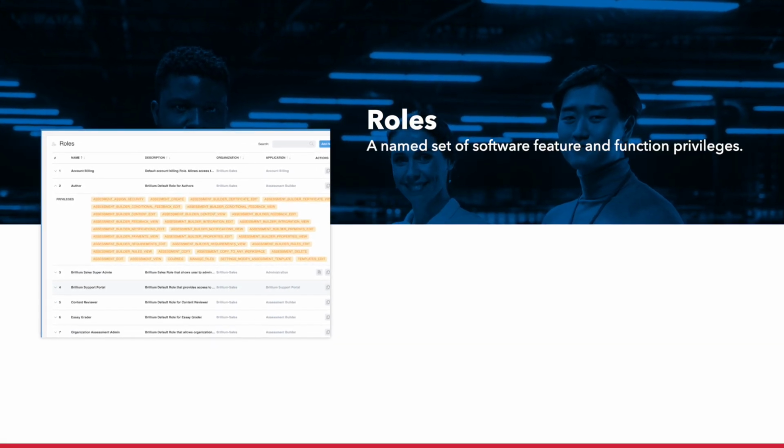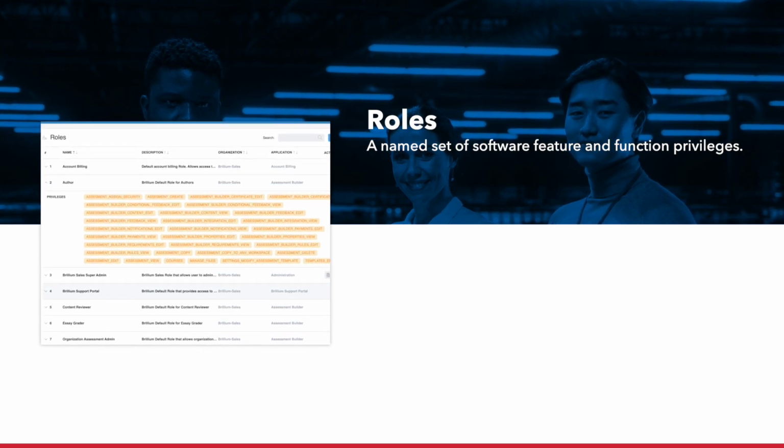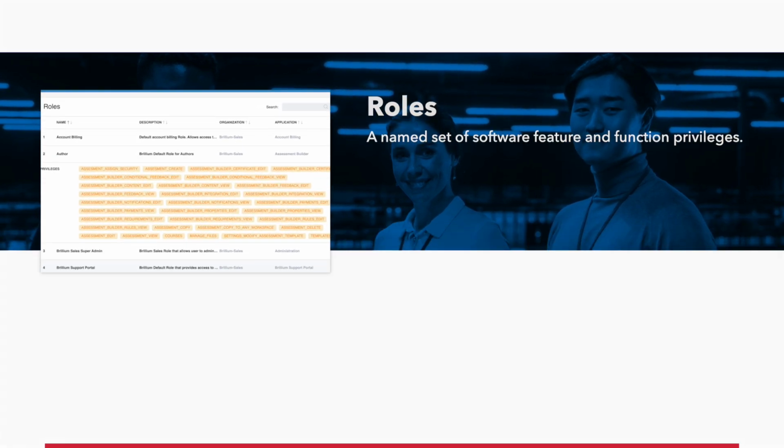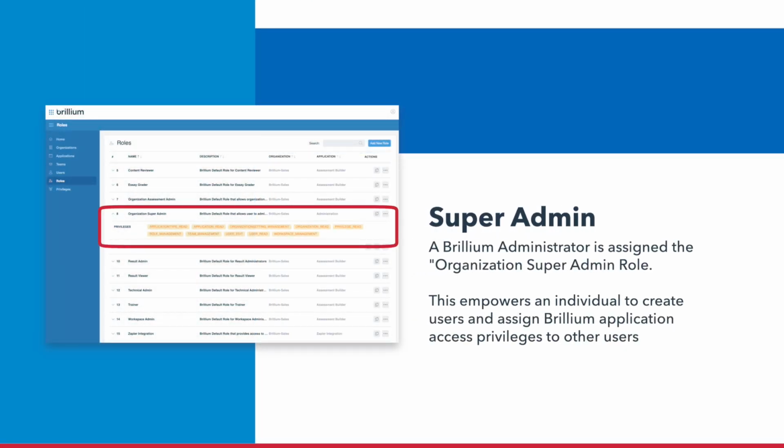A user role is a named set of software feature and function privileges that can be assigned to a user or team. For example, a user that is defined as a Brillium administrator holds the organization super admin role. In addition to having the ability to create users, teams, and roles, organization super admins are able to assign access to specific assessments and workspaces in Brillium Assessment Builder and to create customers in Brillium Partner Central.